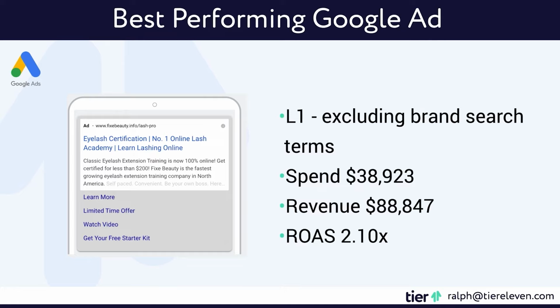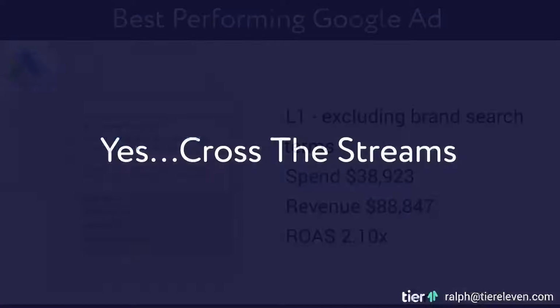So some of the ads that worked really, really well, this is one of the Google search ads. This one spent $38,000, made $88,000. The ROAS on this one was 2.1. You can see eyelash certification, very similar. And yeah, we crossed the streams.